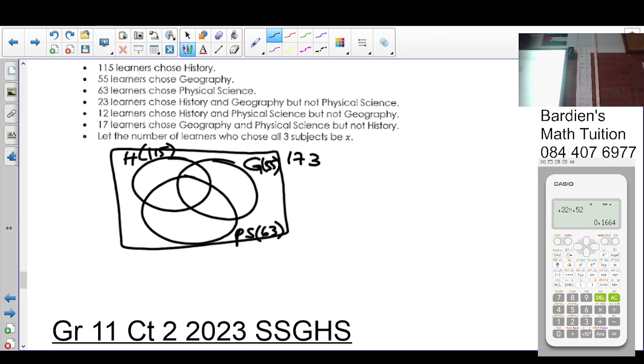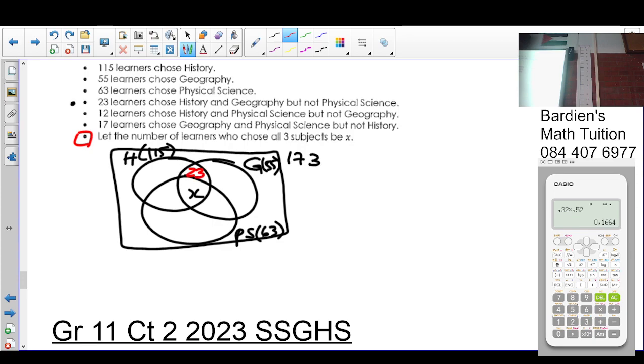23 learners chose history and geography, but not physical science. Here it says let the number of learners who choose all three subjects be X. Okay, let's go back to that 23. That is the last bullet. So 23 learners chose history and geography, but not physical science. So he's taking that out there. How many of them are there? 23. Okay, so 23 goes here.